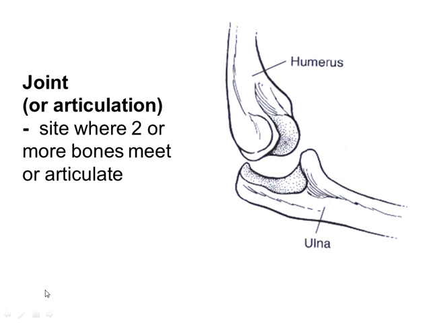So what is a joint? A joint is also, the fancy word for that is an articulation. It's a site where two or more bones meet. So where two or more bones meet or articulate is a joint. In this case, this is a humerus, this is an ulna, and where they come together is the joint or the articulation. And we're going to talk about different joints, what makes a joint, and how you can determine what the function of a joint is.